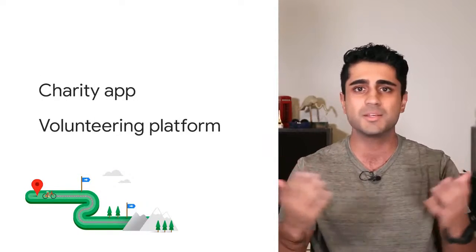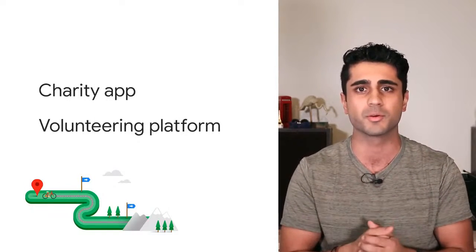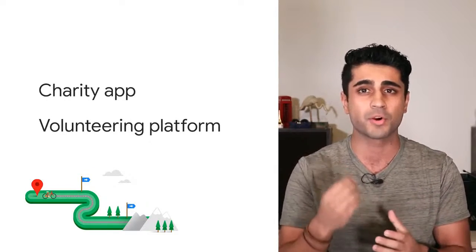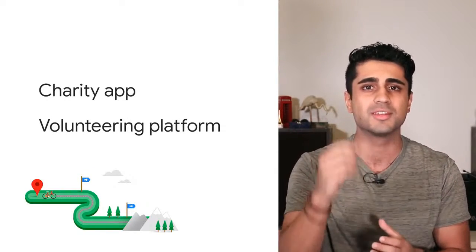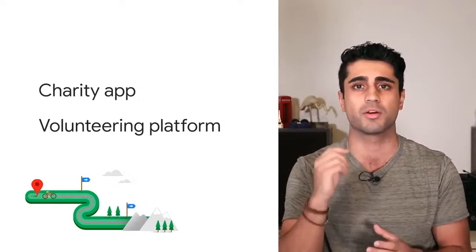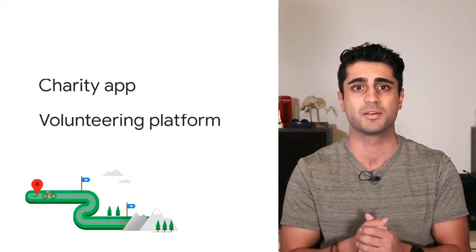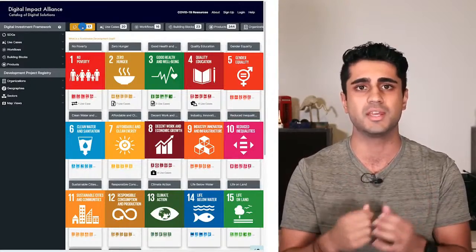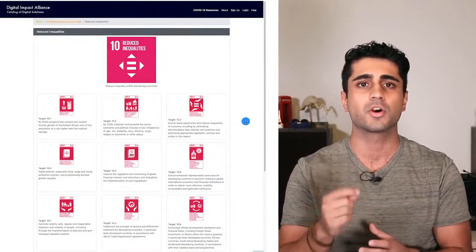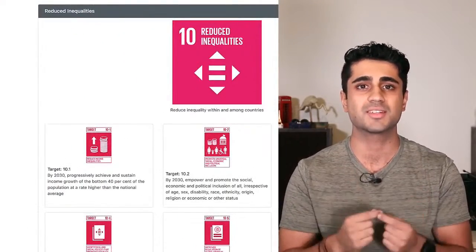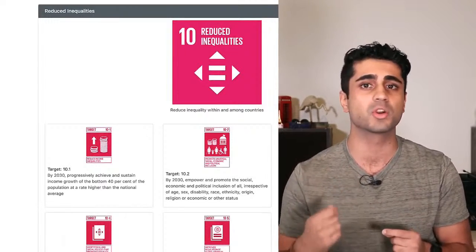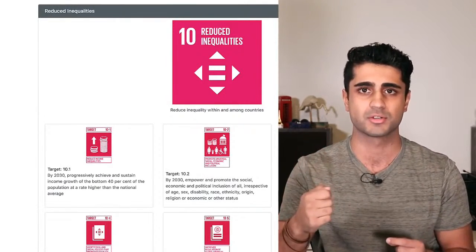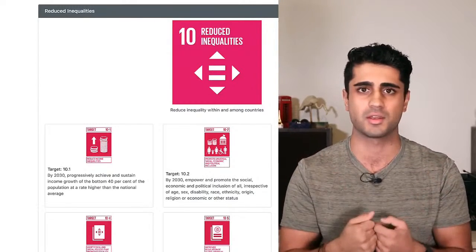Brainstorm with your team and see what aspects of these problems you are familiar with, or maybe you have access to communities who are dealing with the challenge. Having personal knowledge of a problem will allow you to design solutions which are far more effective and easier to adopt. Now, let's take a look at goal 10, reduced inequalities. Target one, achieve and sustain income growth for the bottom 40% of the population at a rate higher than the national average. What a well-defined target.